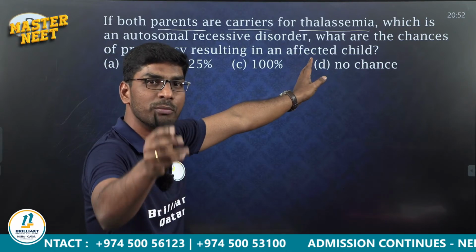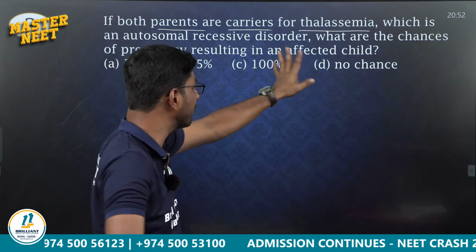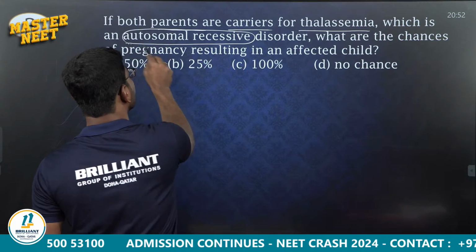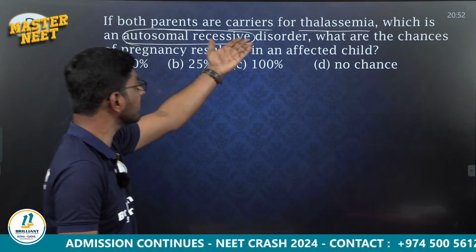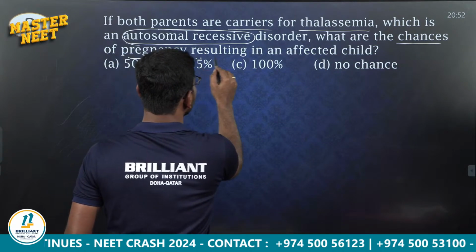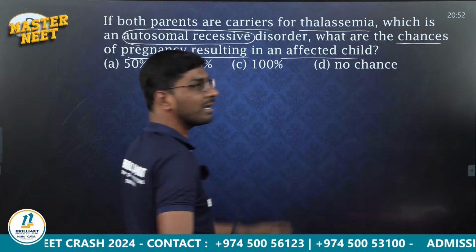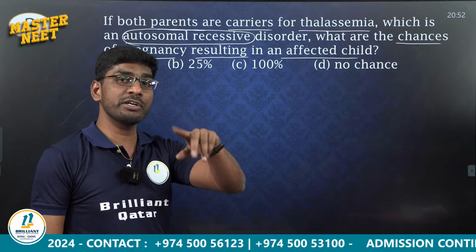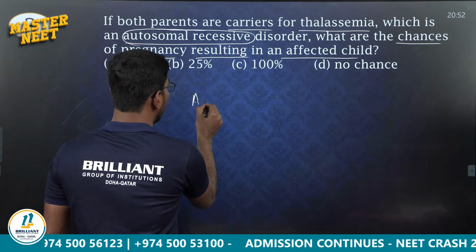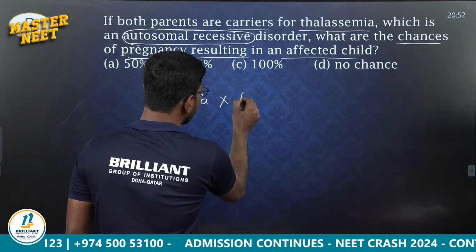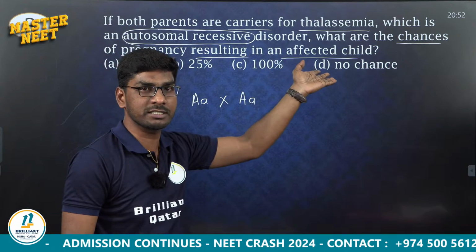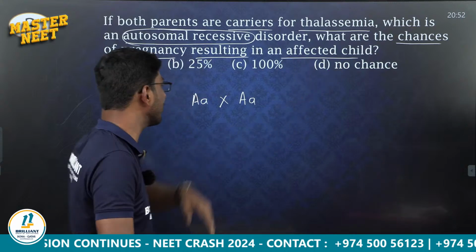Thalassemia is autosomal recessive, right? It is not sex-linked, leave it. Already in the question it is given, my dear, that it is an autosomal recessive disorder. What are the chances of the progeny resulting in an affected child? Remember, if it is autosomal recessive, I can simply take capital A, small a. Both parents are carriers, that means they are not showing any disease. No thalassemia for the parents.